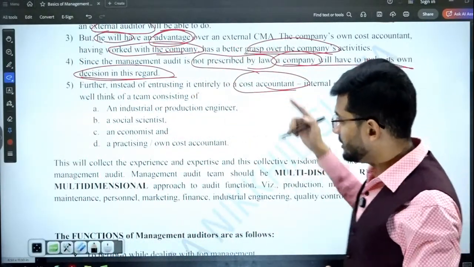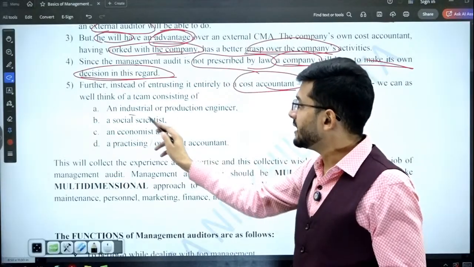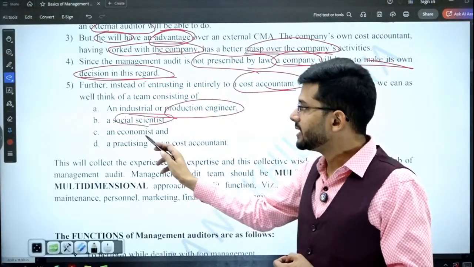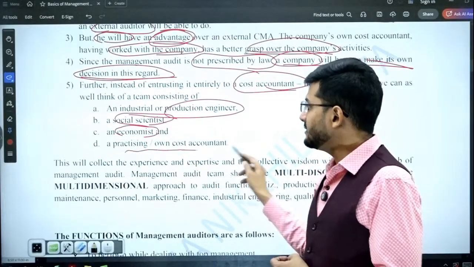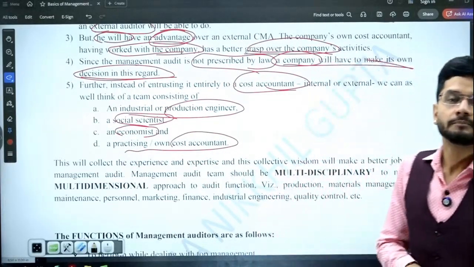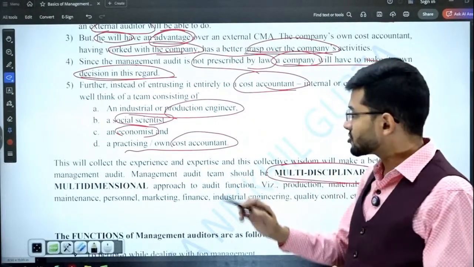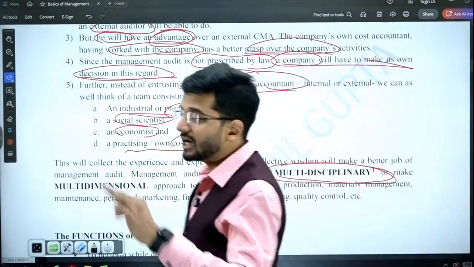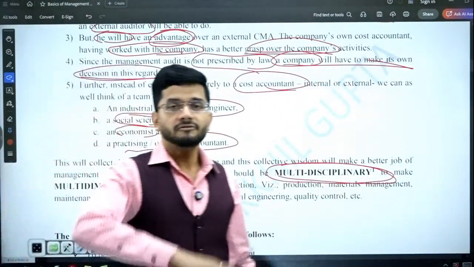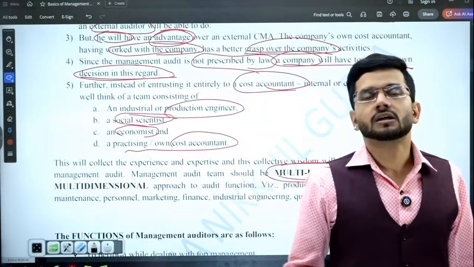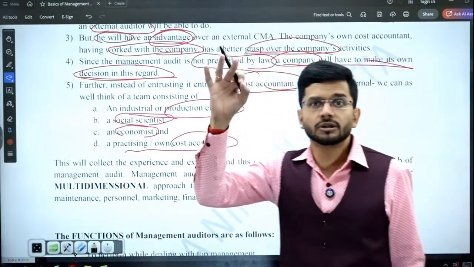That team should contain obviously a cost accountant, but apart from that, an industry or production engineer should also be there. A social scientist should be there. An economist should be there, and then a cost accountant should be there. So let us create a multidisciplinary team to conduct management audit. People from all realms of life should come together and conduct management audit. That will be the best management audit.